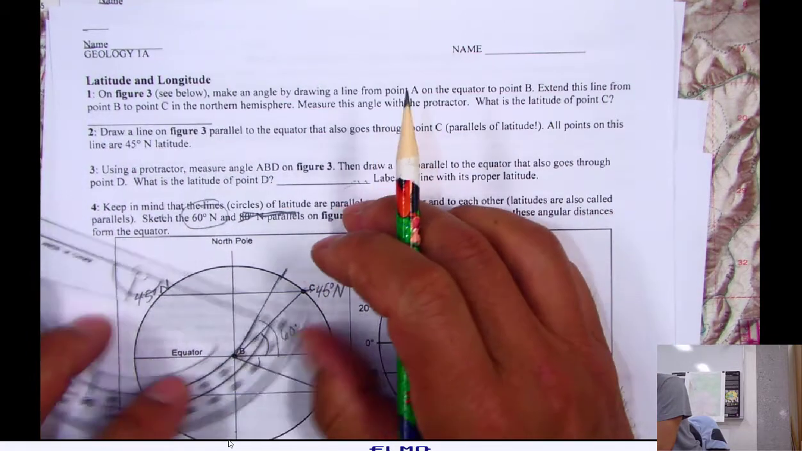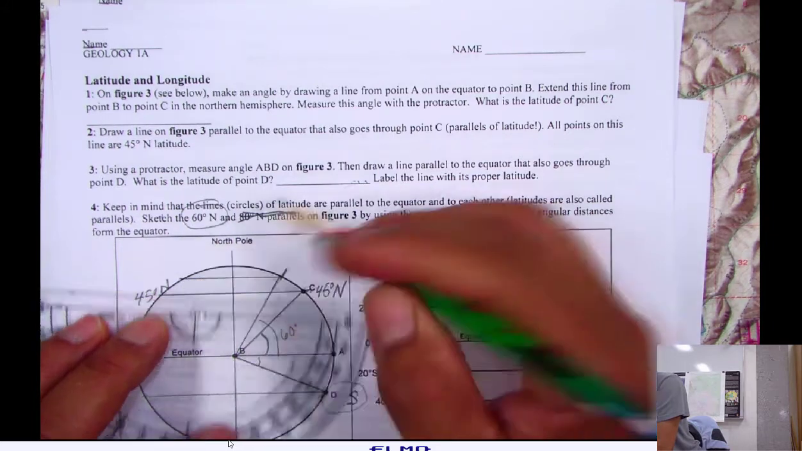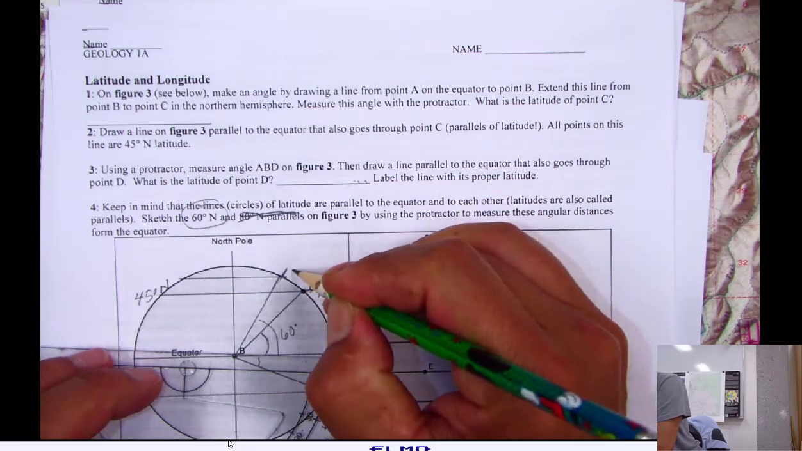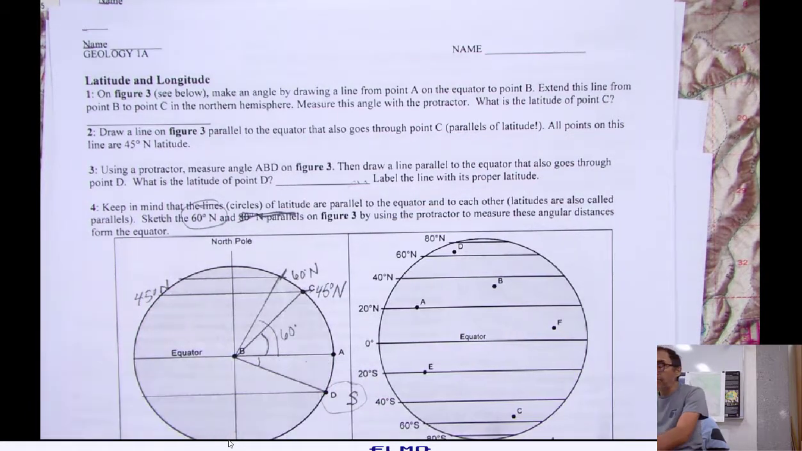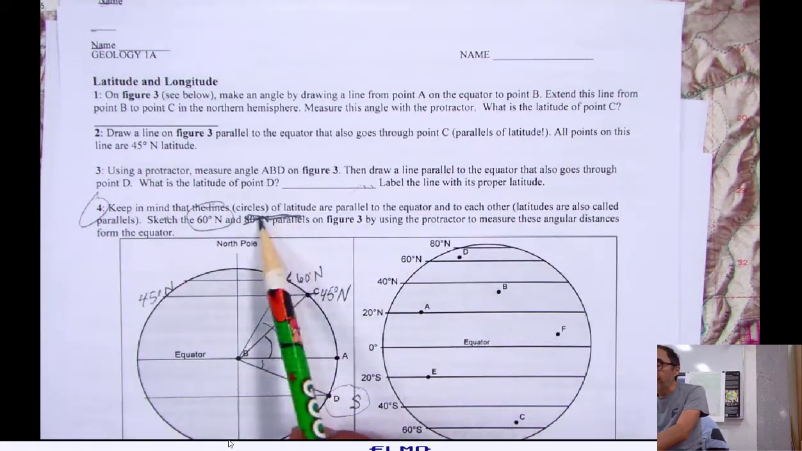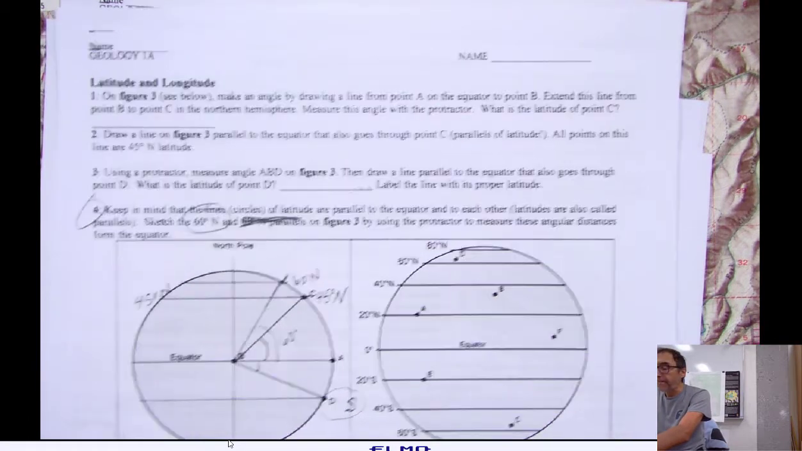Now I can draw a parallel up here at 60 degrees north. And then I know that everything on this parallel is 60 degrees north, right? So that's what you want to do for problem number 4. Skip the 80, because 80 is going to be so little up there, it's going to be hard to even show up.